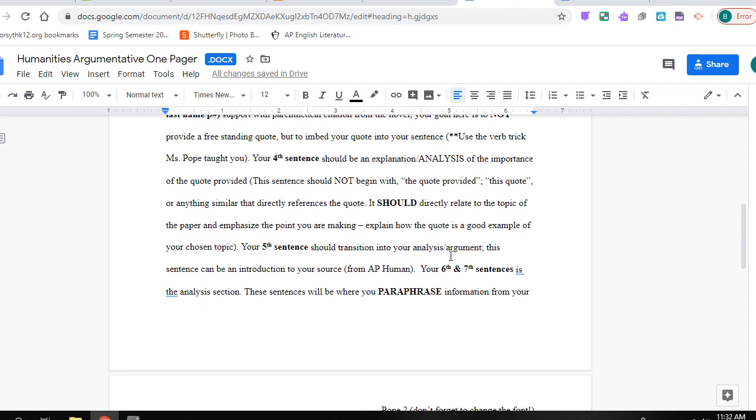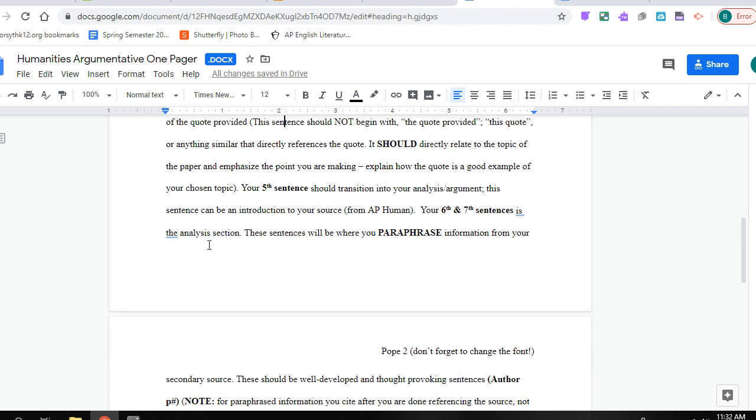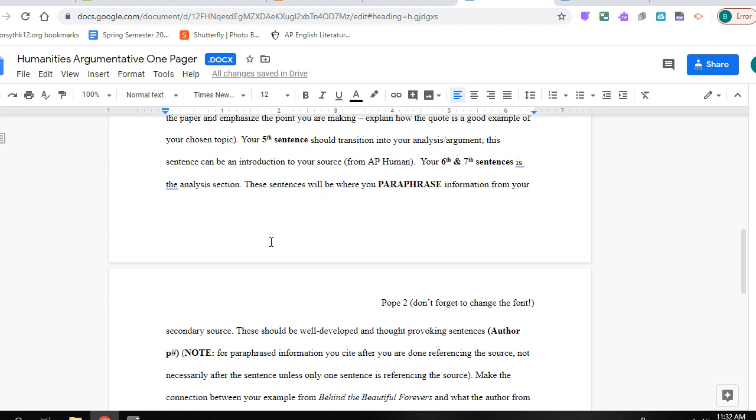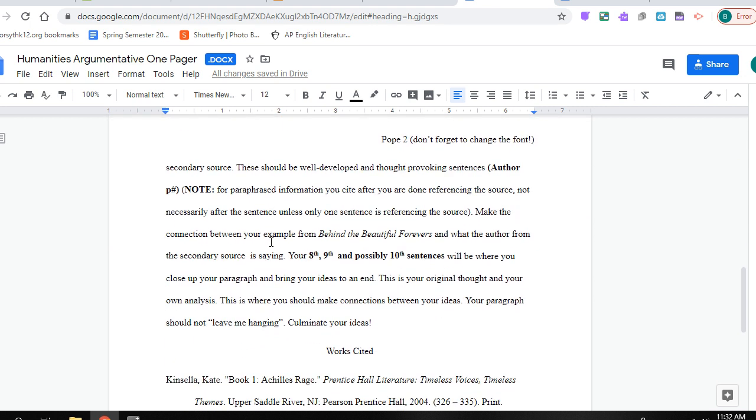Your fifth sentence should then transition into your analysis and argument. This sentence can be an introduction to your source from AP Human, right? So your sixth and seventh is the analysis section. These sentences will be where you paraphrase information from your secondary sources. They should be well-developed and thought-provoking sentences. All right, for paraphrase, you put the author and the page number right after you paraphrase it. You don't have to wait until the end of the sentence.